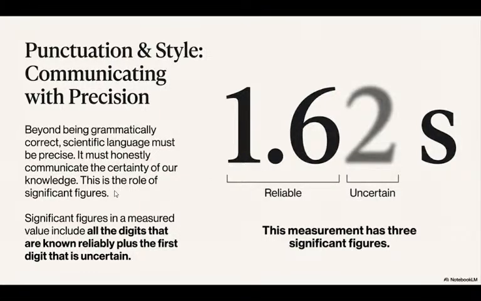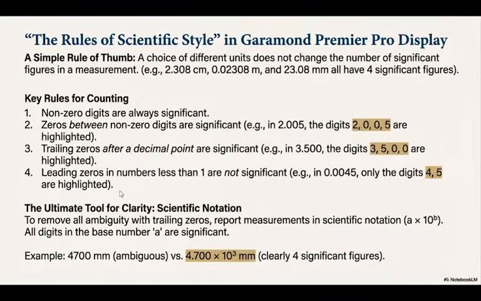So you see here punctuation and style, communicating with precision. Now we'll go to the next section, the rules of scientific style. A simple rule of thumb: a choice of different units does not change the number of significant figures in a measurement. This 2.308 centimeter or 0.02308 meter and 23.08 millimeter all have four significant figures. So you should know the rule to find the significant figures.